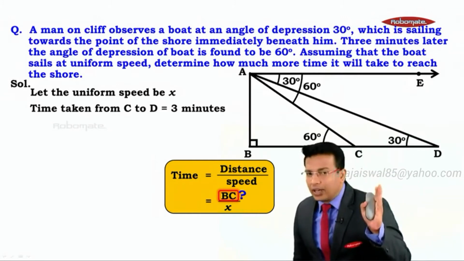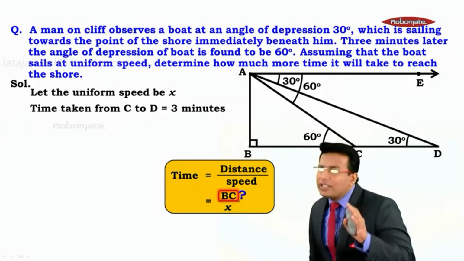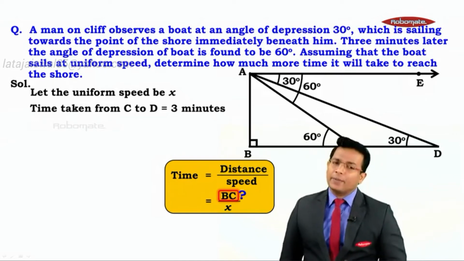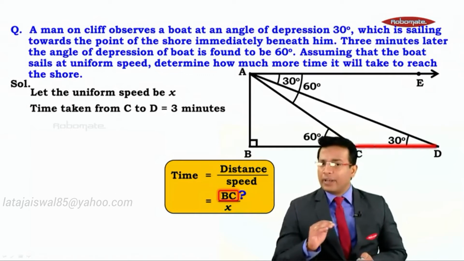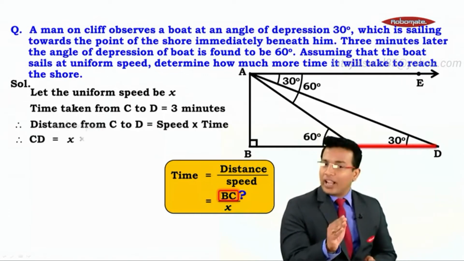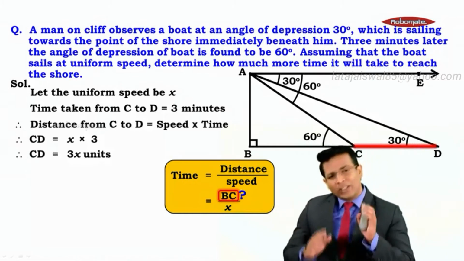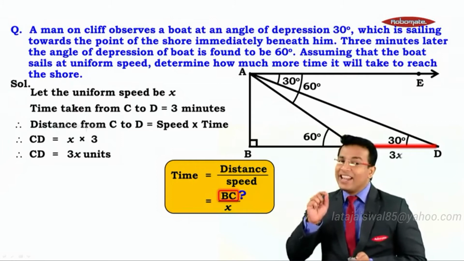We know the time taken from C to D or D to C, that is given as 3 minutes, right? So if the uniform speed is x and the time taken there is 3 minutes, that means here we can calculate the distance from C to D, that is speed into time, which is nothing but 3x units. So we know the length of CD. So CD is known to us as 3x.